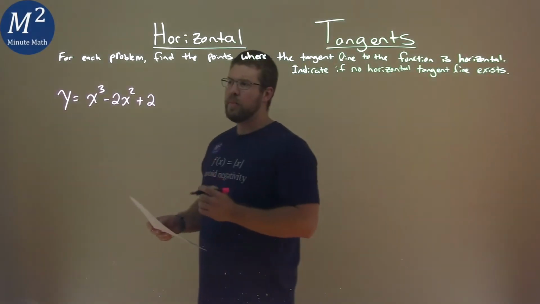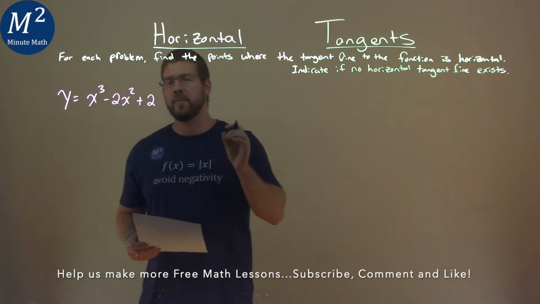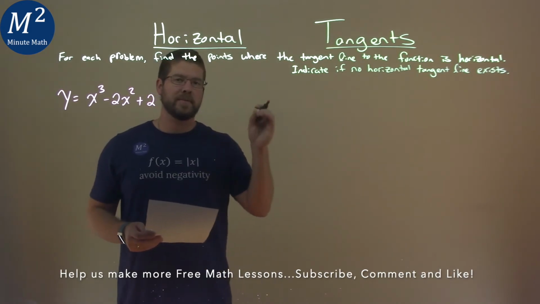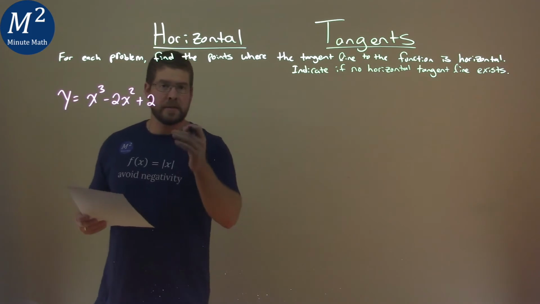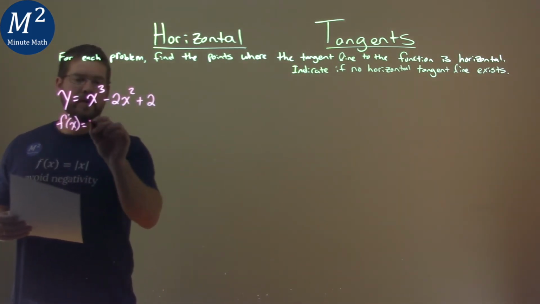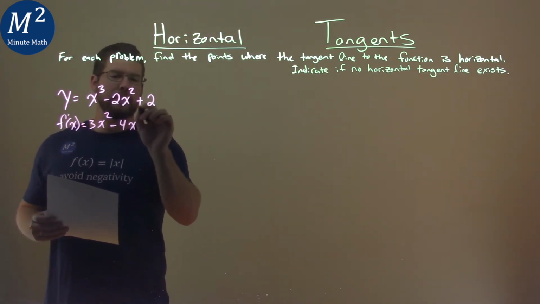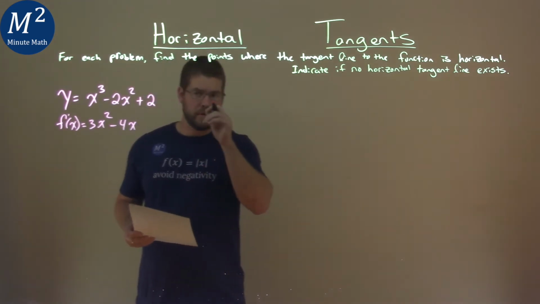We're given this problem right here. y equals x to the third power minus 2x squared plus 2. And we want to find the points here where the tangent line to the function is horizontal. Well, the first thing I need to do is find my derivative. We're going to find f prime of x. We're using the power rule. 3x squared minus 2 times 2 is a 4, x to the first power, and we don't have to write anything else afterwards. The derivative of 2 is 0.